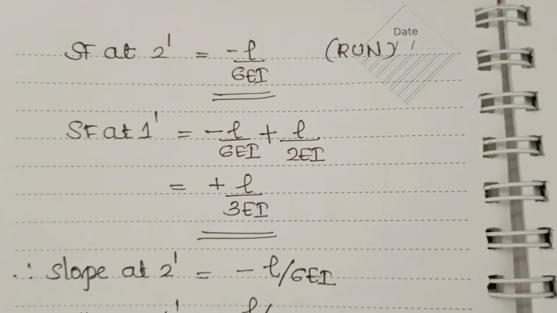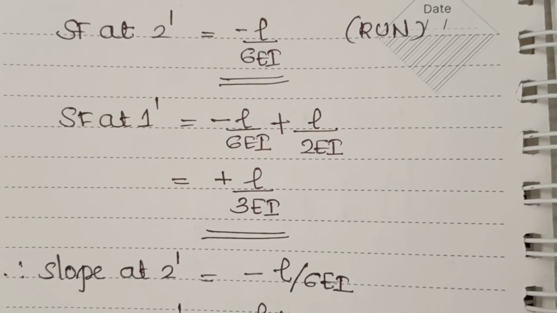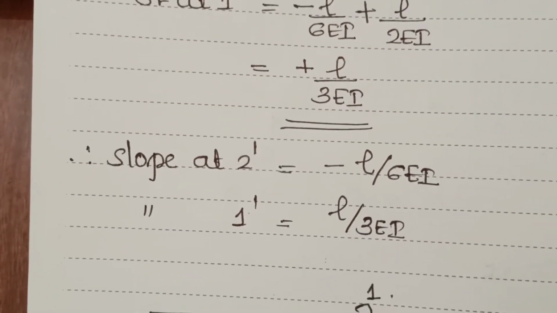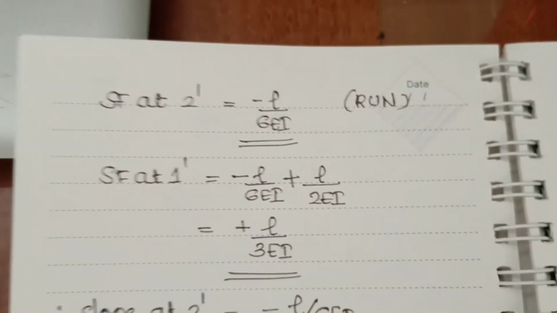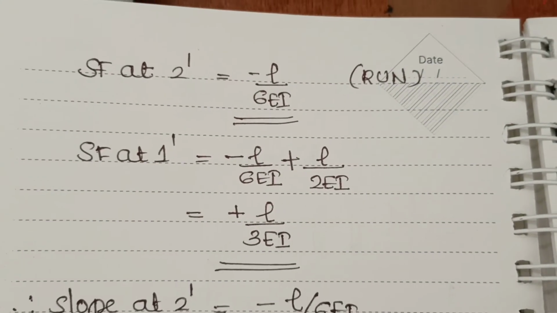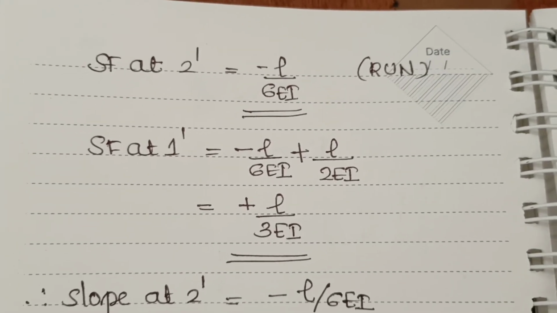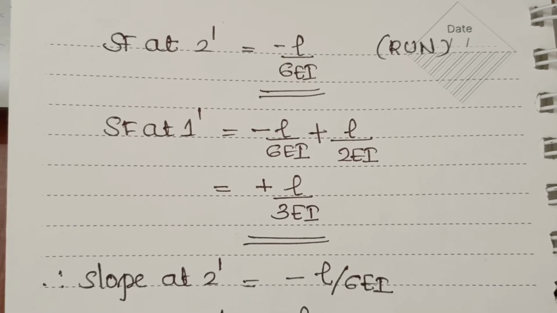Shear force at 2 dash will be, considering the sign conventions, right up negative. The shear force at 2 dash will be minus of R2. Hence it is minus of L by 6 EI.